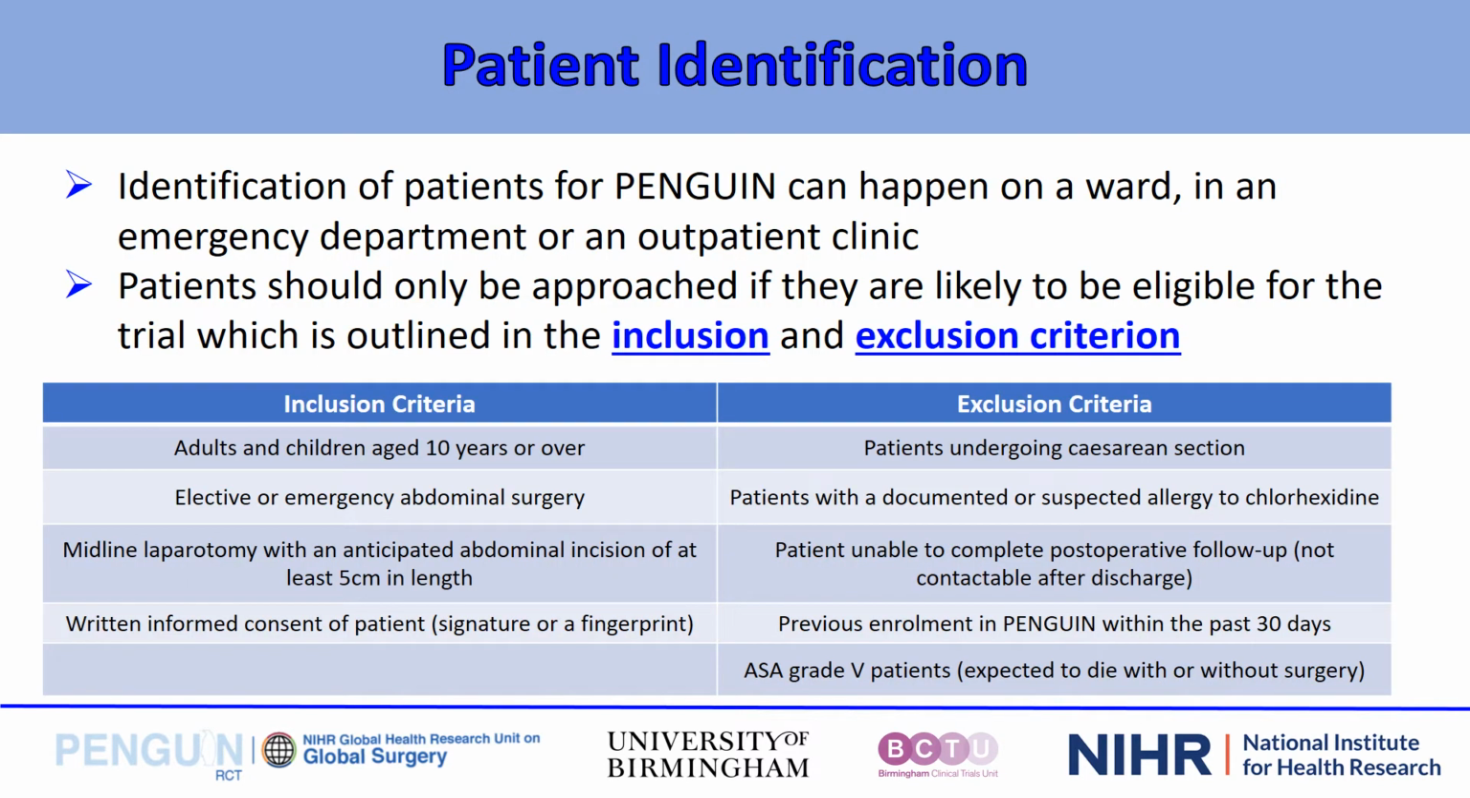For the trial to be successful, it is important to determine how patients will be identified as potential trial participants. This process can be multidisciplinary, including your department and other departments within your site. Identifying patients can therefore occur on a ward, in an emergency department, or an outpatient clinic. Patients should only be approached if they are likely to meet the eligibility criteria for the trial, which is outlined below.